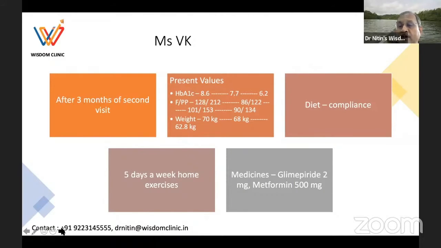She is now very well compliant with the diet. And whenever she feels like eating, now she can manage very small portions of the food that give her pleasure. She can do 5 days a week of home exercises, and medicines are again reduced to glimepiride 2 milligram and metformin 500 milligram, which was a stable medicine when she was in Solapur.